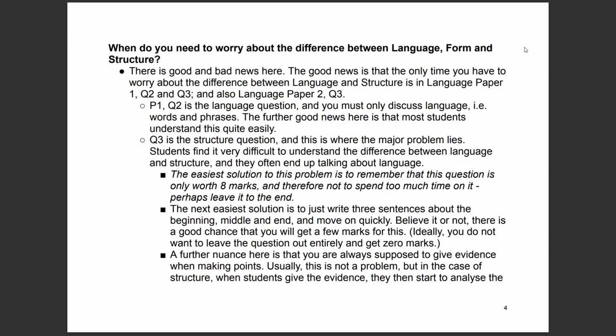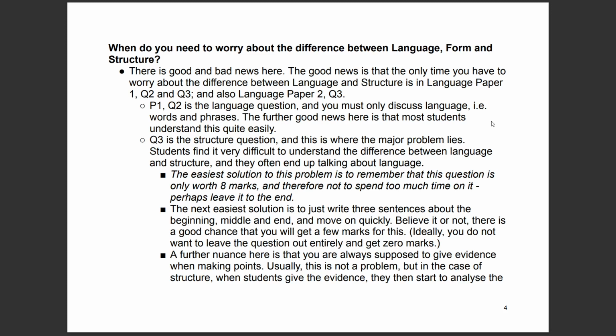When do you need to worry about the difference between language, form, and structure? There's good and bad news here. The good news is that the only time you have to worry about the difference between language and structure is in language paper 1, question 2, and question 3, and also language paper 2, question 3. Paper 1, question 2 is the language question, and you must only discuss language, in other words, words and phrases and their effects and connotations.